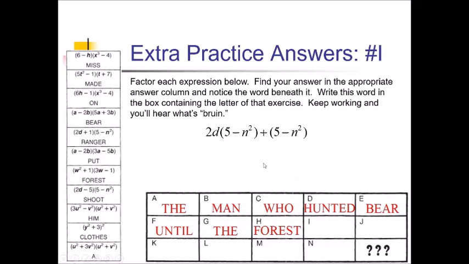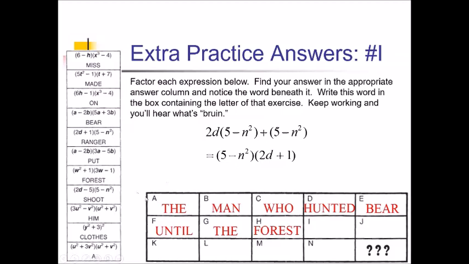Here we are with problem I. Again, we have a common factor that we can take out, 5 minus n squared in this case. And our leftovers, we've got a 2d, and just like that last problem, there's an invisible 1 that we have to realize is there, and take that out as well. So I have 5 minus n squared, 2d plus 1.